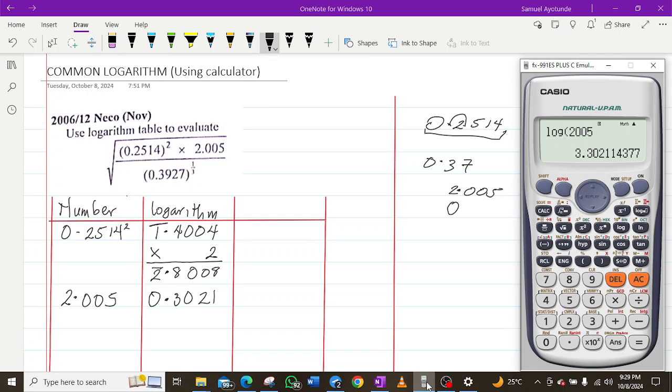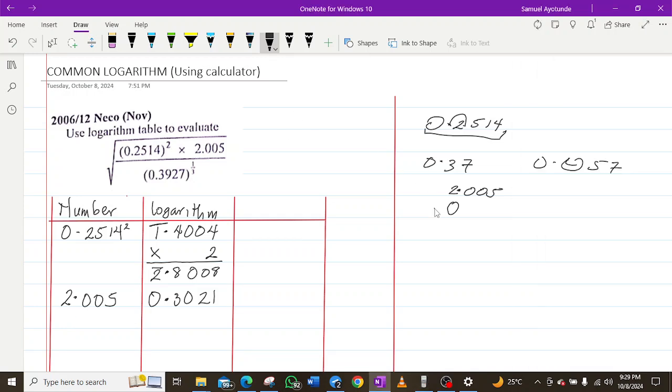So in 0.2514, the initial zero is insignificant, so we only find the logarithm of the significant figures, which is 2514. But here, the significant figure starts from 2005. So the logarithm of 2005 is what we use our calculator to get, and we only write the decimal part of the figure to 4 decimal places. So we move ahead. We have gotten the logarithm value of 0.2514 raised to power 2, and we have gotten the logarithm value of 2.005.